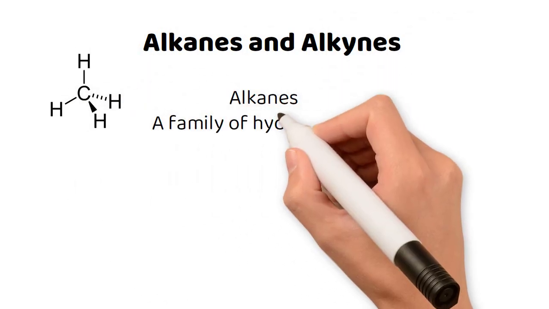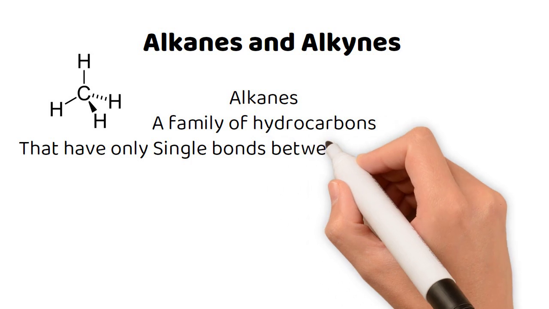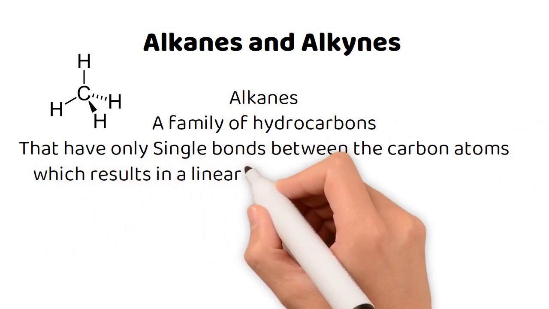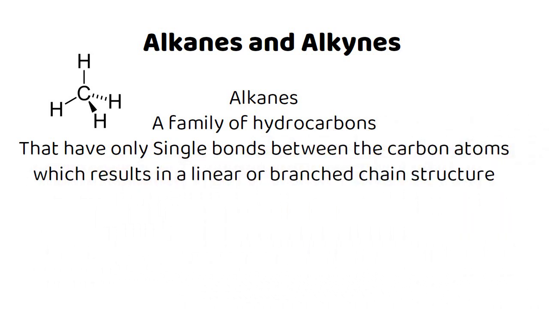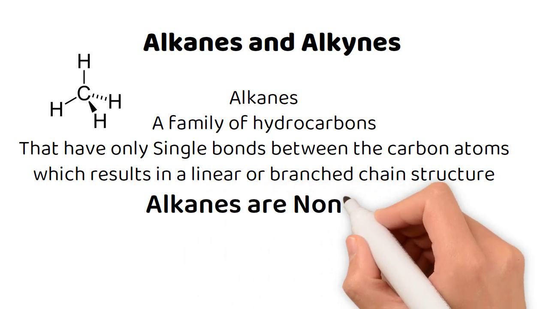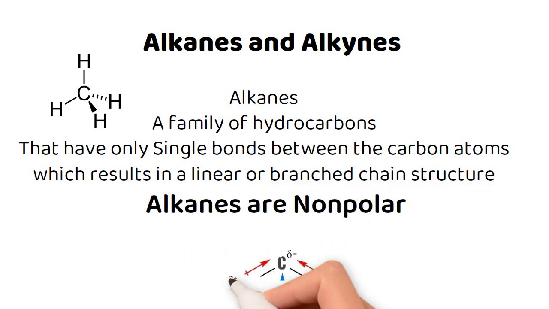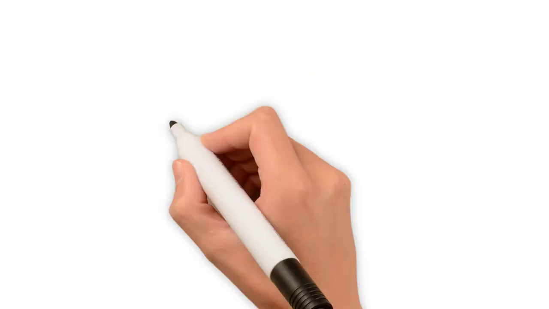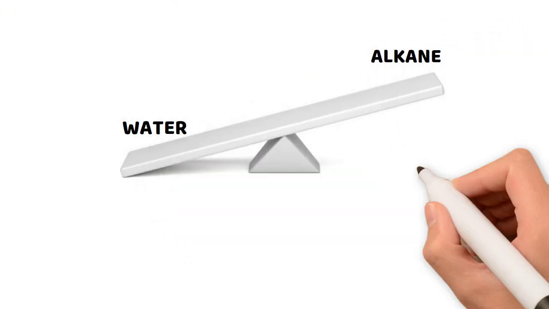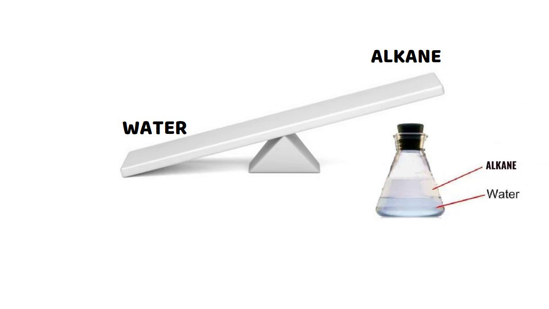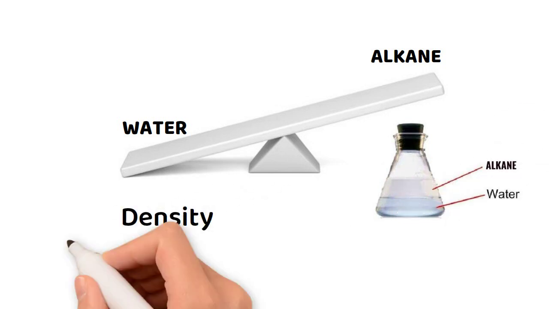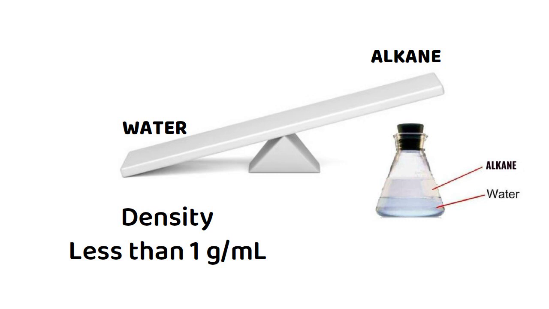Alkanes and alkynes. Alkanes are a family of hydrocarbons that have only single bonds between the carbon atoms, which results in a linear or branched chain structure. Alkanes are nonpolar, which means they do not have any charges or dipoles in their molecules. As a result, they are less dense than water and will float on the surface of water. Therefore, their density is less than 1 gram per milliliter, the density of water.